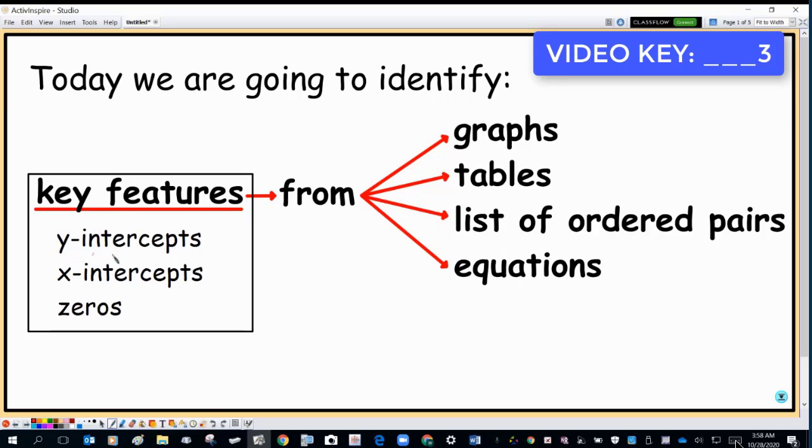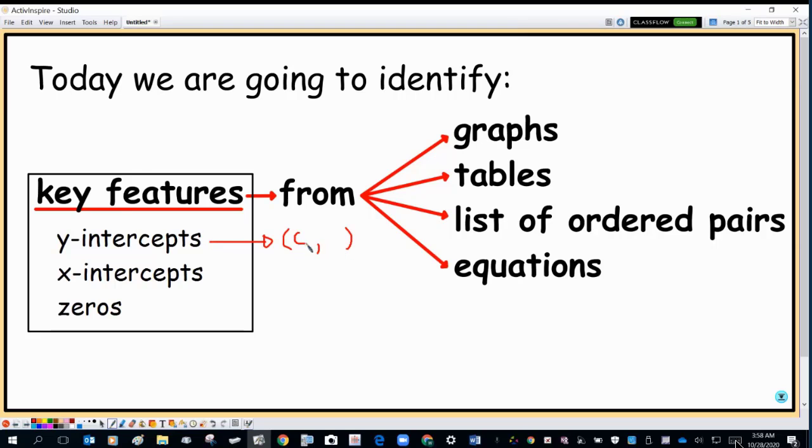Also note that we learned about key features: for the y-intercept, please always remember that the x value is going to be 0, and for the x-intercept, the y value is always going to be 0. And always remember the zeros is the same as x-intercept, which is the x value right there for the x-intercept.